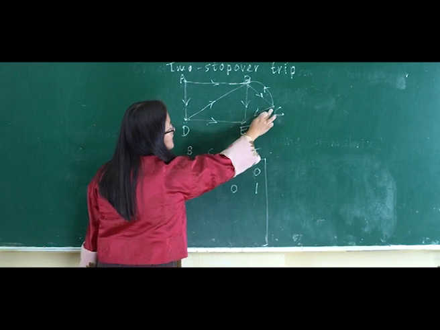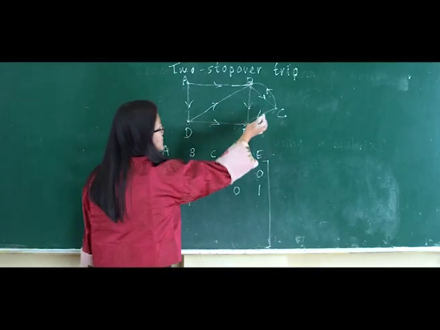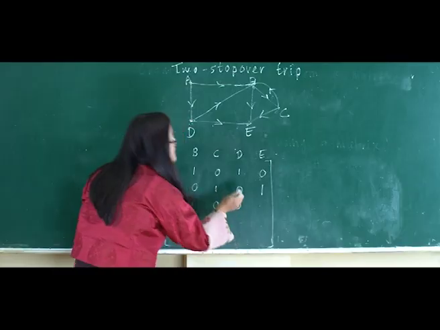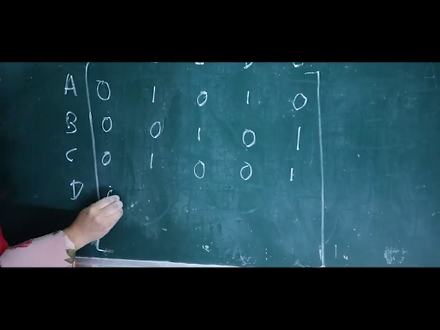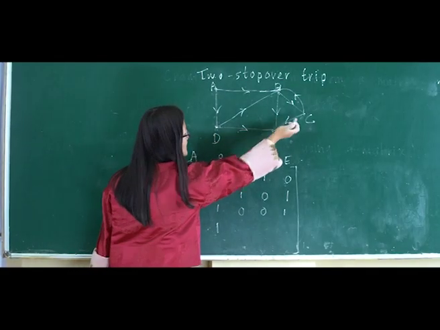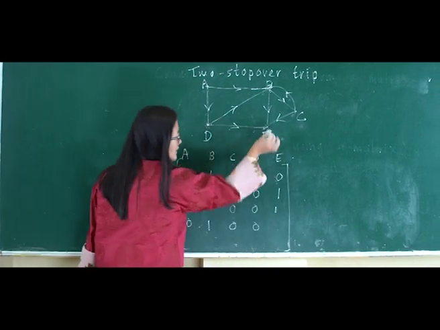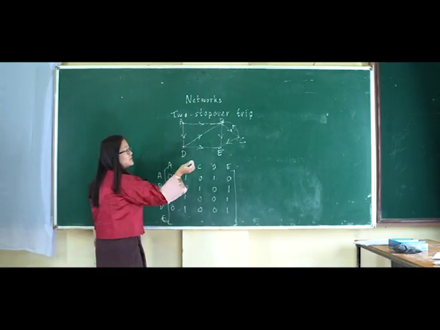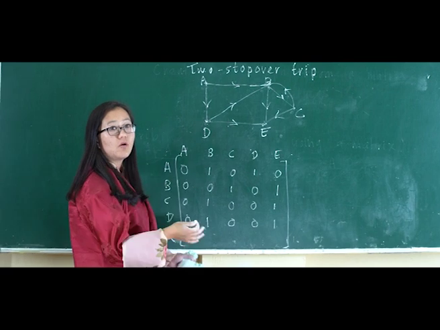Then move on to C. C to A there isn't any. C to B we have 1, so 0, 1. C to C 0, C to D, which is this one, we have 0. C to E I have 1. Then comes D. D to A 0. D to B there is 1 route, so I put 1. D to C 0. D to D 0. And D to E I have 1. Now E. As in the previous example, E is a vertex with no arrow going out, so I directly know that the elements are all going to be 0.